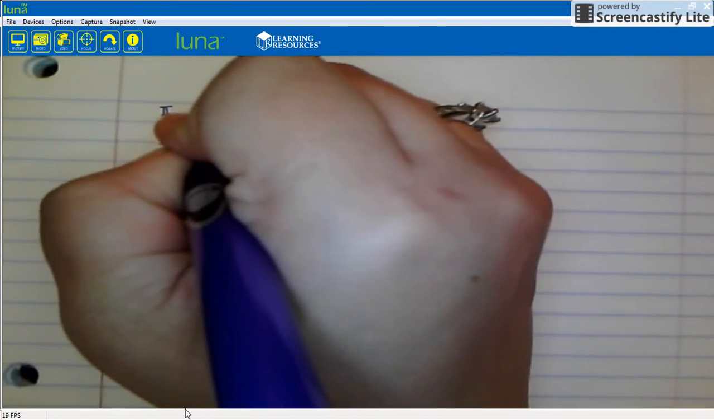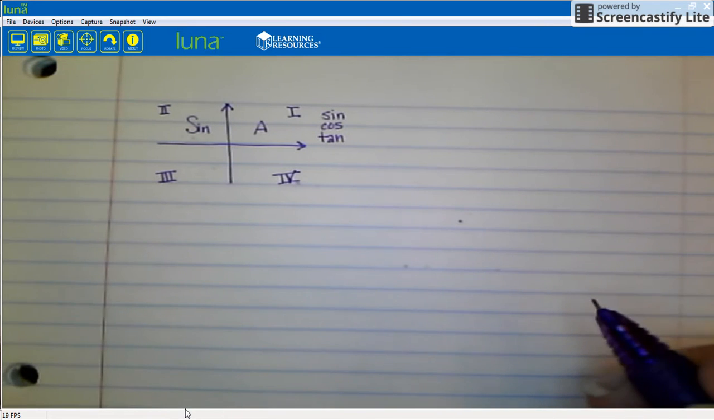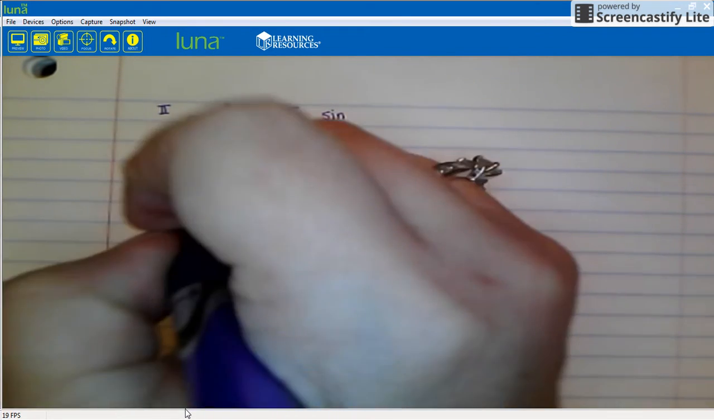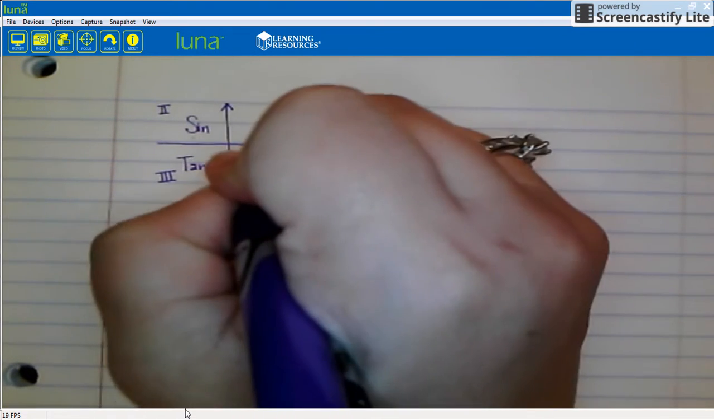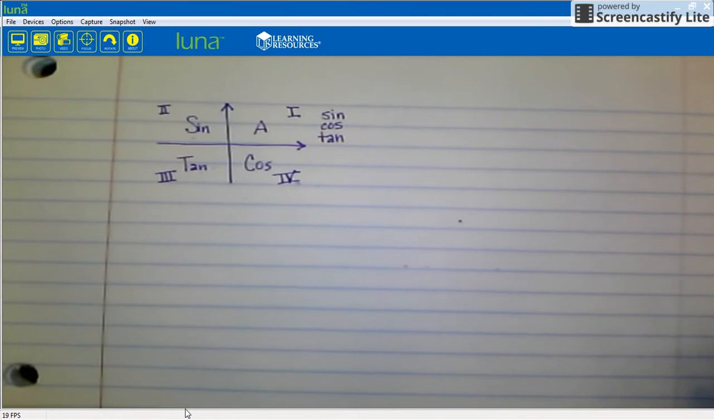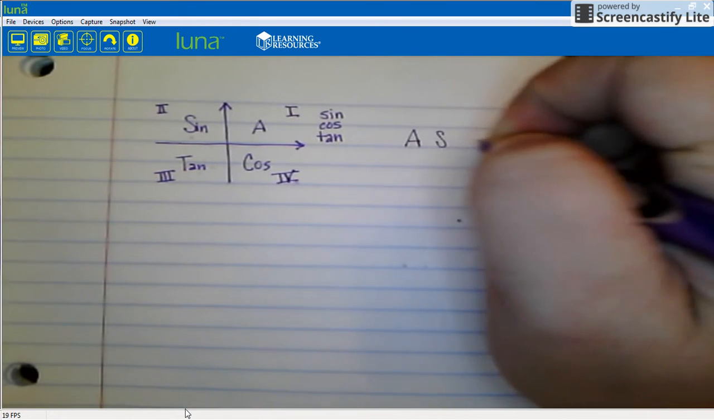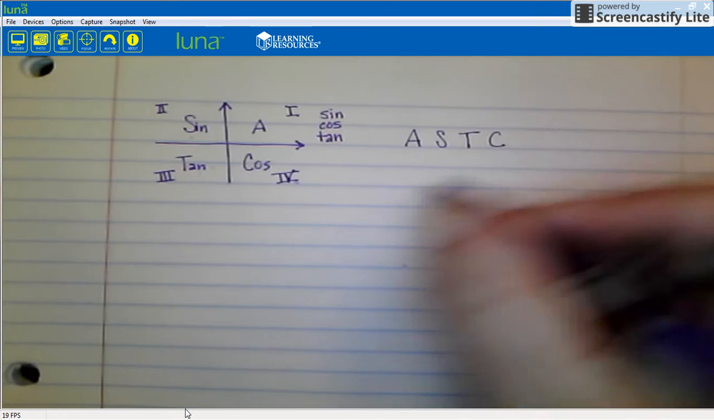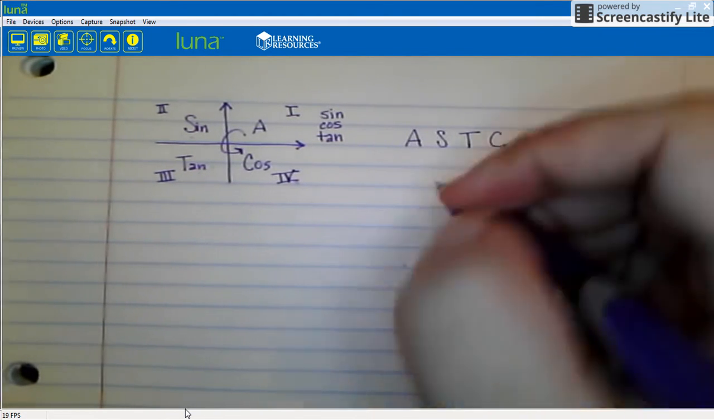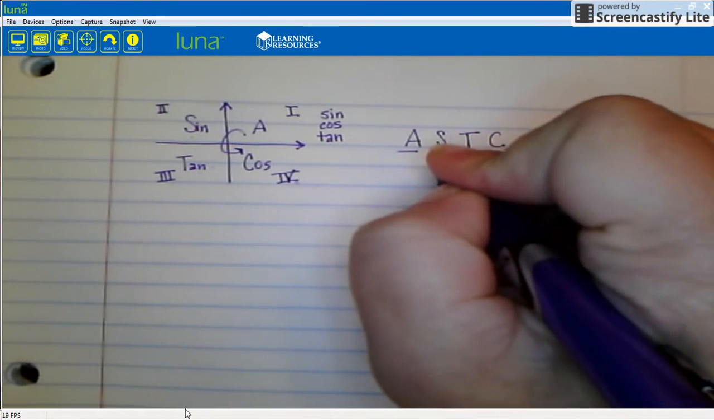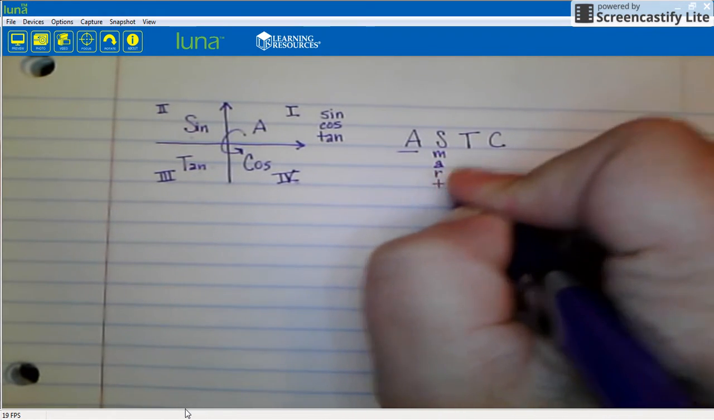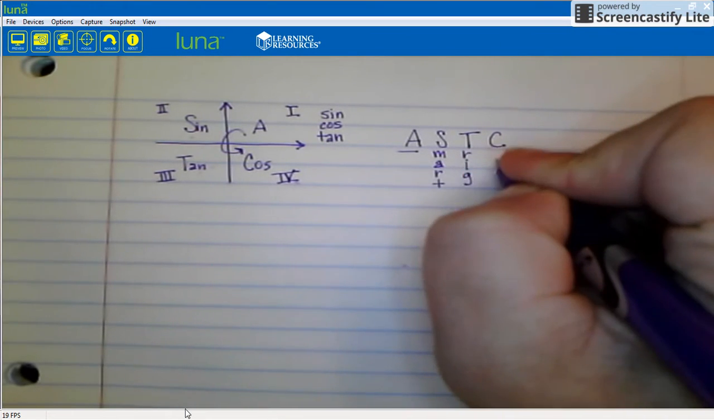I know that sine is positive in the second quadrant. I know that tangent is positive in the third quadrant. And I know that cosine is positive in the fourth quadrant. To help you remember that, if you just remember A, S, T, C in the same direction as your quadrants go, in that counterclockwise direction, then you remember it as A Smart Trig Class.